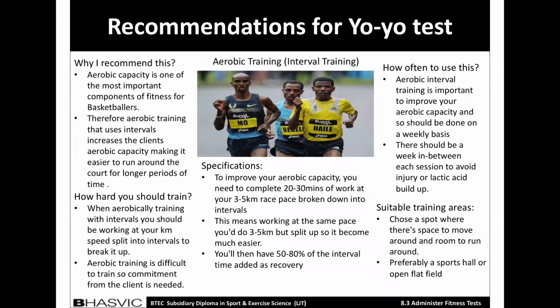Suitable training areas. Choose a spot where there's space to move around and room to run around. Preferably a sports hall or an open, flat field.